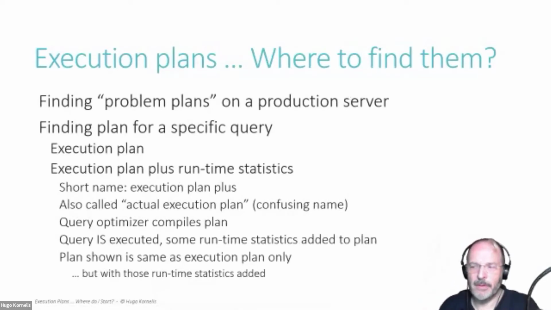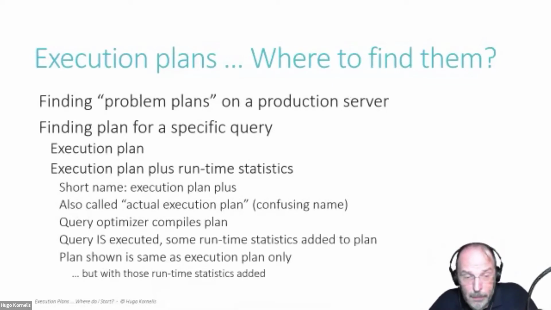If you run a query with the execution plan plus runtime statistics option enabled, then the query optimizer gets the same task of, here's your query, come up with a plan. But now the execution plan will actually be executed, and while it's executing, those runtime statistics are added to that plan. So the only difference is that those statistics are there. It's the same plan with more data collected while the query was running.